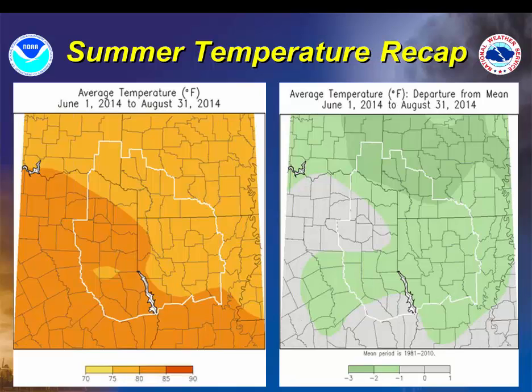But once the latter part of July kicked in, we really began to feel the humidity, and of course the temperature responded with that as well. But for the most part, we did average near to slightly below normal temperatures area-wide.